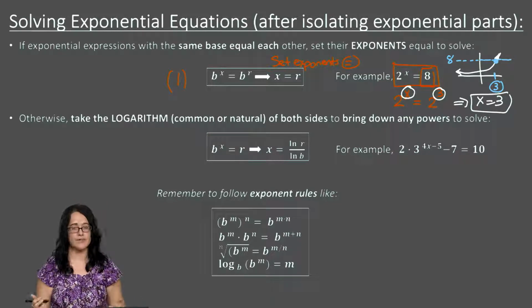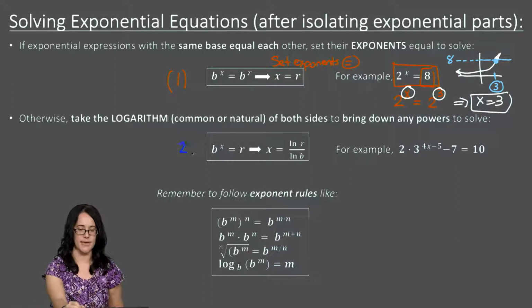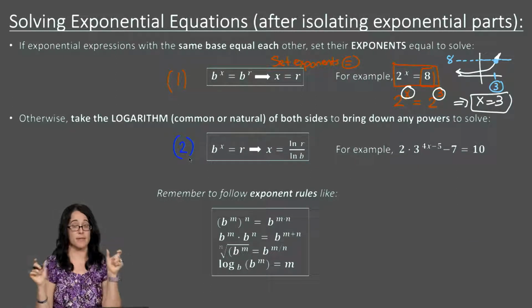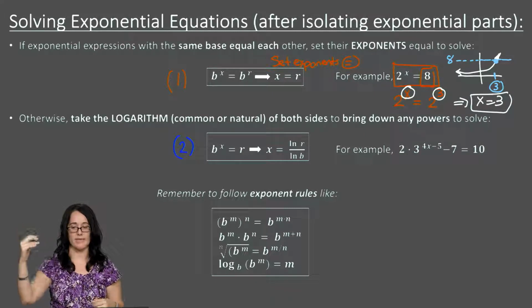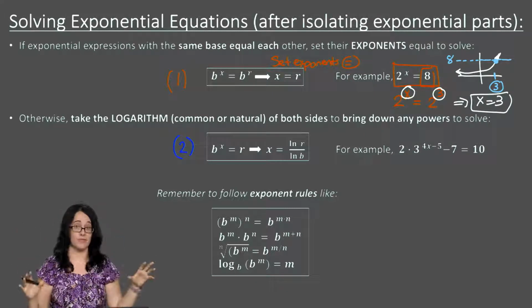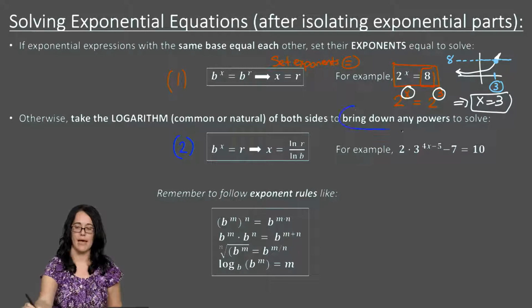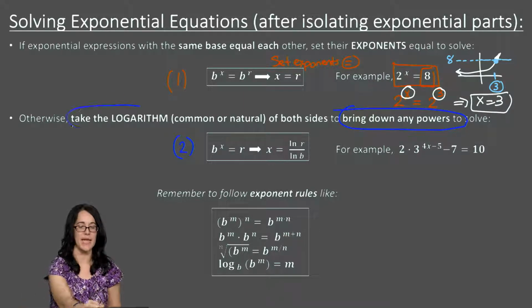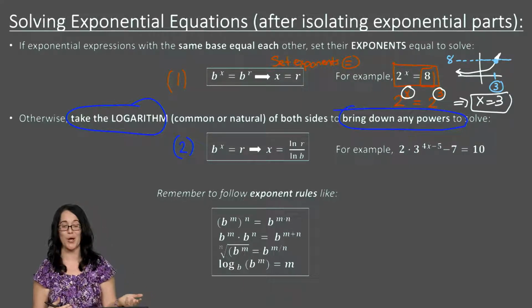Okay, let's look at our second possibility for an exponential equation. Instead of the same base equaling the same base, it's when we have an exponential part, like b to the x, equals something else, anything else. In that case, when we don't have the same base on both sides, we're going to need logarithms because that undoes an exponential function. We'll need our logarithms to bring down any powers. So we have to take the logarithm, whether it's the base 10 common log or base e natural log, that's up to you.